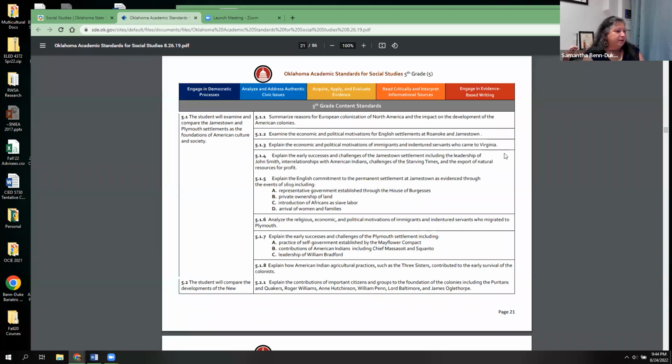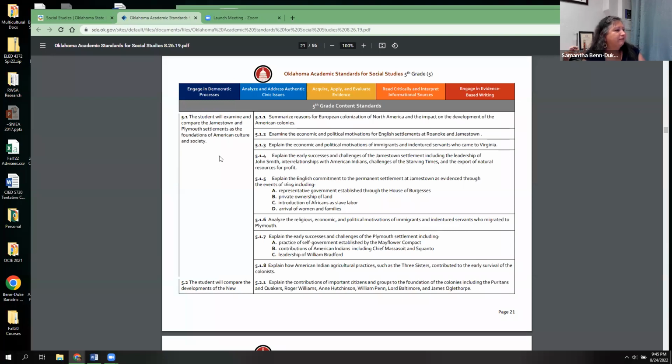Our 5th graders then are learning quite a bit about the early foundations of American culture and society. And if you remember, that's the 5th strand that we're looking at in the peer lessons that you're doing. Down here, we have analyzed religious, economic, political motivations for immigrants as well as indentured servants. This would be something of a unit rather than just a one class period lesson that would be done.